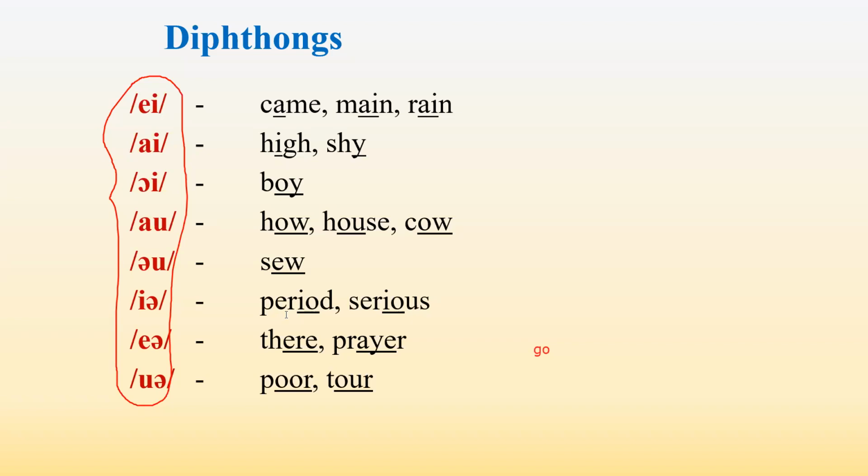Next one, year, like in period, serious. Air, there, prayer, as well as the words you have written, right? The chair, hair, air, etc. And the next one, ur, like in poor, tour, even sure. Okay. Well, I think you have got some idea regarding the diphthongs. The diphthongs are clear to you.